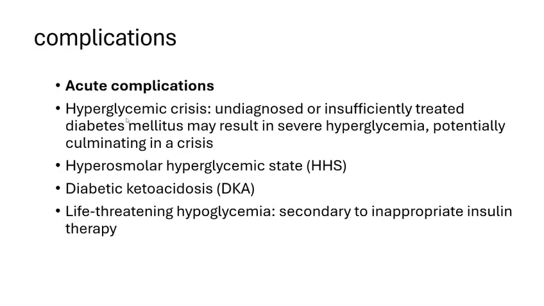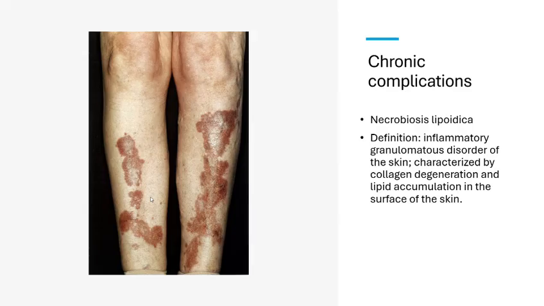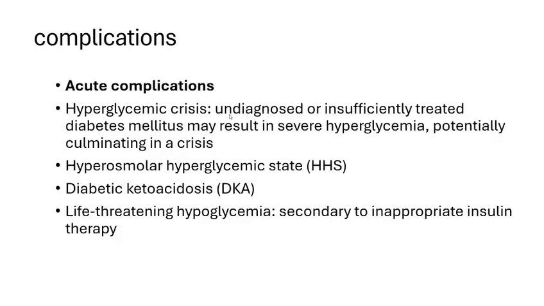Coming to complications, what are the complications of diabetes? It includes acute complications and chronic complications. Coming to acute complications, there is the hyperglycemic crisis, meaning the complications of diabetes which are characterized by severe hyperglycemia. When diabetes is undiagnosed or insufficiently treated, diabetes mellitus may result in severe hyperglycemia, potentially culminating in a crisis.